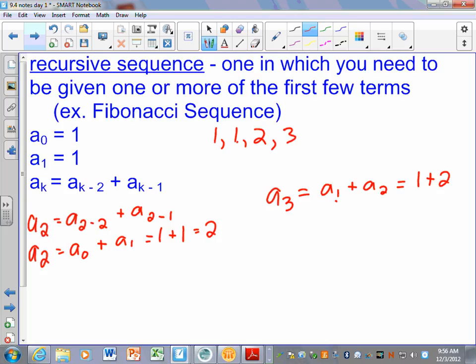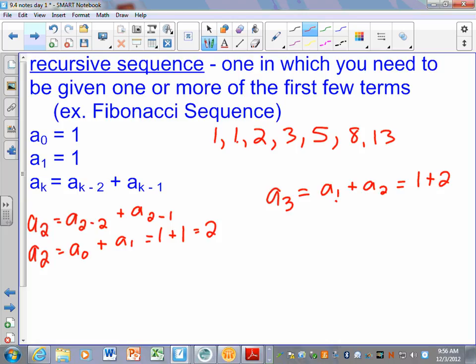And what is 1 plus 2? 3. What's the next term going to be? 5. You just take the 2 before it and you add it up. And then the next term, 3 plus 5 is 8. 8 plus 5 is 13. You don't have to write out the formula every time. You can. But the idea with the recursive sequence is you need one before it.